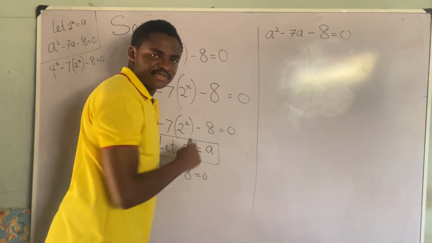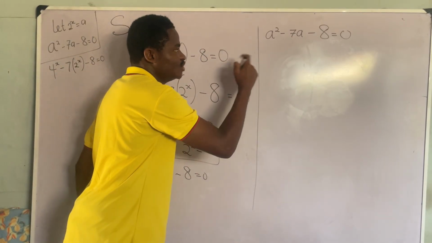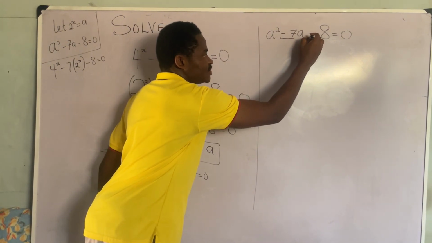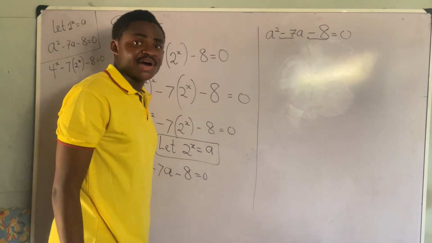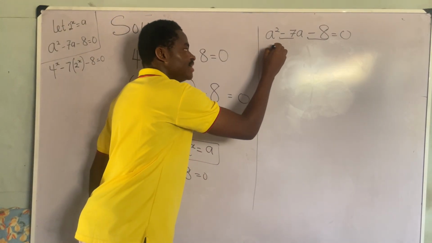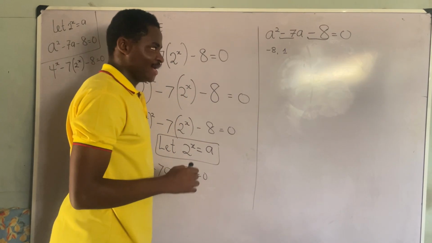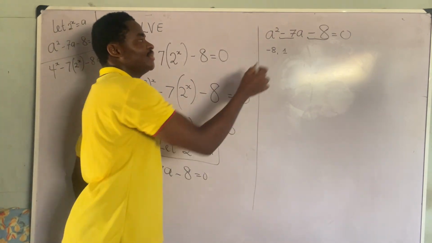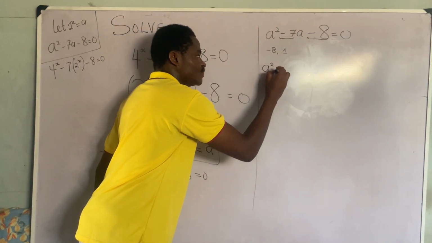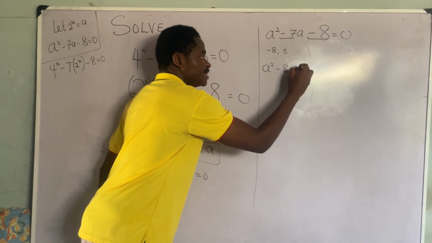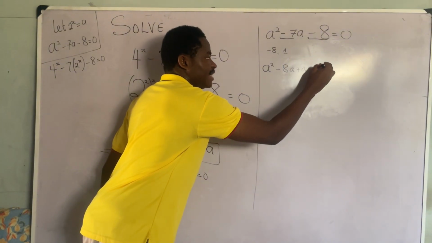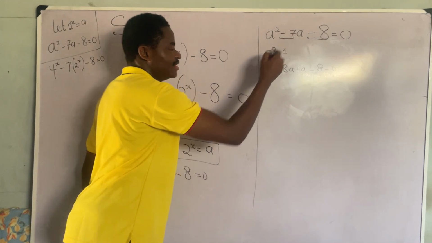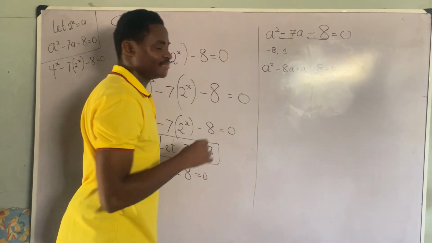So let's solve this quadratic equation. Two numbers: when we add, we are going to have minus 7, and when we multiply, we're going to have minus 8. Those two numbers are minus 8 and 1. If you do minus 8 times 1, you have minus 8. If you do minus 8 plus 1, you have minus 7. So I can have it as a squared minus 8a plus a, then minus 8 equals to 0. What have I done? I have changed minus 7 into minus 8 plus 1.